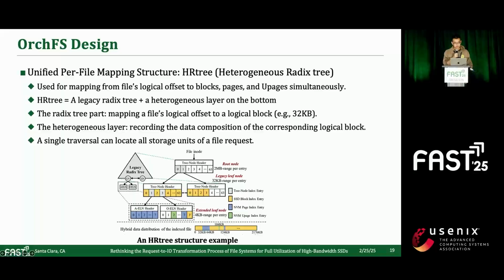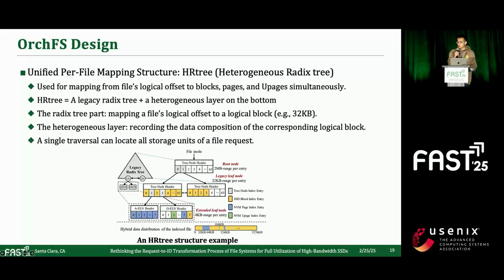Because we are using 3 types of storage units, this complicates file mapping. So we introduce a unified per file mapping structure called HR tree. HR tree is used to map a file logical offset to block pages and U pages simultaneously. It consists of a legacy radix tree and a heterogeneous layer at the bottom. The radix tree part maps a file logical offset to a logical block. The heterogeneous layer records the data composition of a logical block.